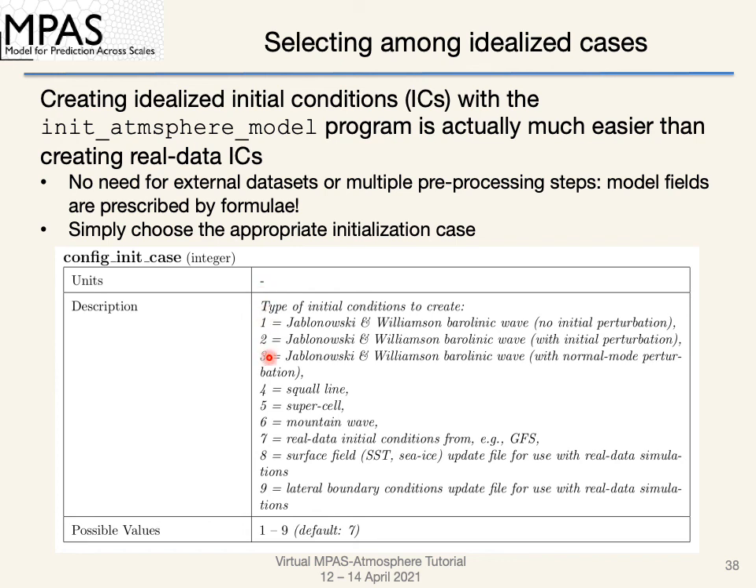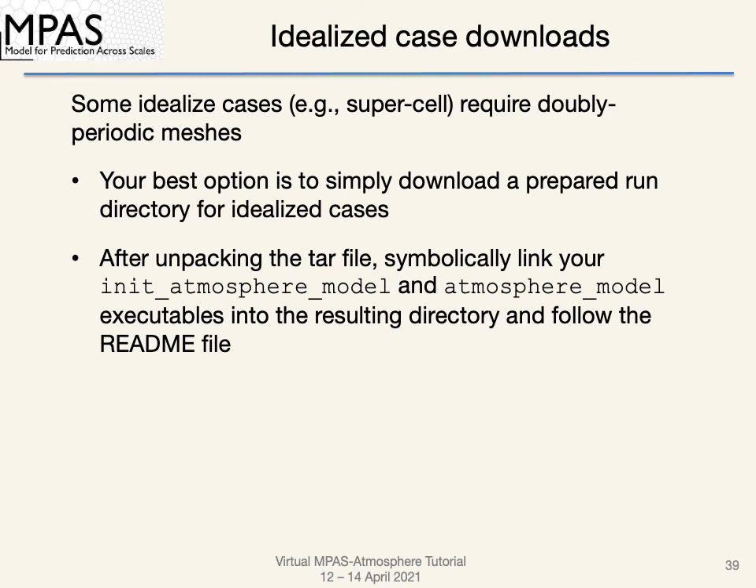You remember from earlier parts of this talk that initialization case 7 specified the creation of real data initial conditions, and case 8 specified the generation of an SST and sea ice update file. These other cases, 1 through 6, correspond to different idealized initial conditions that we can generate simply by setting config_init_case to one of those values and providing an input base mesh. Some of these idealized cases require certain meshes that are not available on the regular mesh download page. For example, the squall line or supercell simulations require doubly periodic meshes that are defined with perfect hexagons on a Cartesian plane.